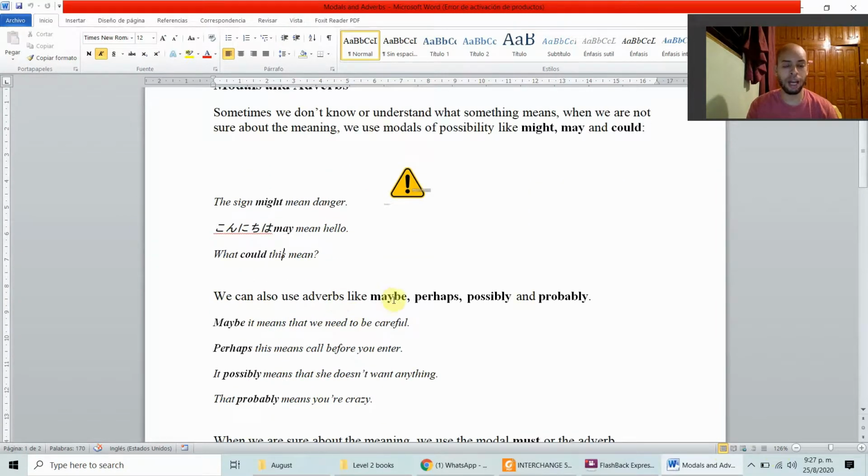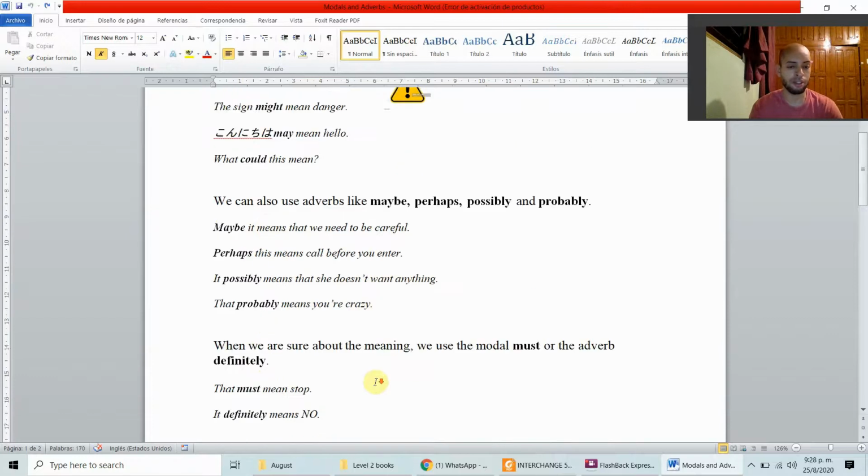We can also use adverbs like maybe, perhaps, possibly, and probably. For example, maybe it means that we need to be careful. Perhaps this means call before you enter. It possibly means that she doesn't want anything. That probably means you're crazy, referring to certain situations or, again, certain types of communication.